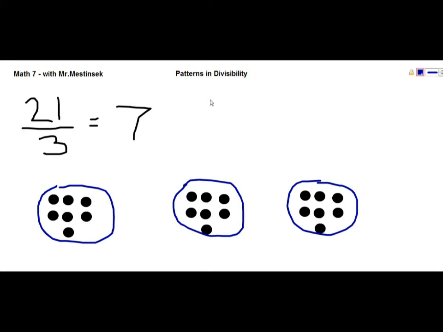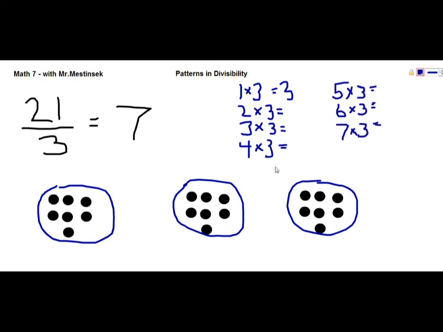We can say 21 is divisible by 3, but we also have to say 21 is a multiple of 3, and I can show that over here. 1 times 3 is going to be 3. If we went on and on up through the multiples, so now we've got the multiples of 3 listed here all the way up to 7. 1 times 3 is 3, 2 times 3 is 6, 3 times 3 is 9, 4 times 3 is 12, 5 times 3 is 15, 6 times 3 is 18.